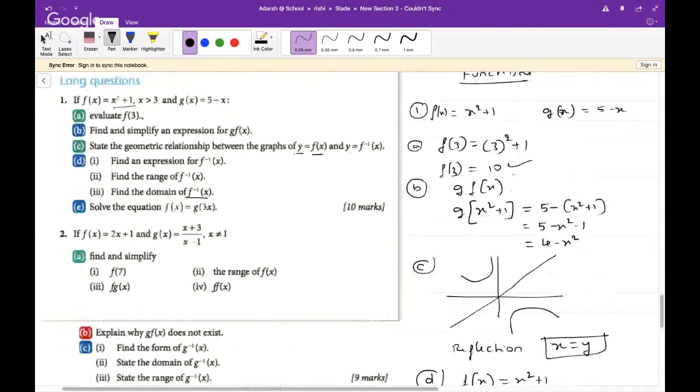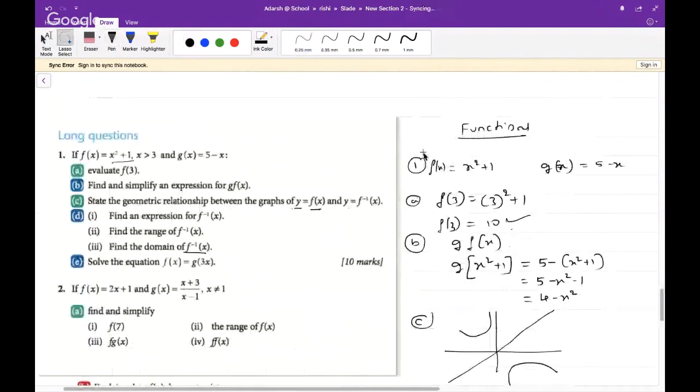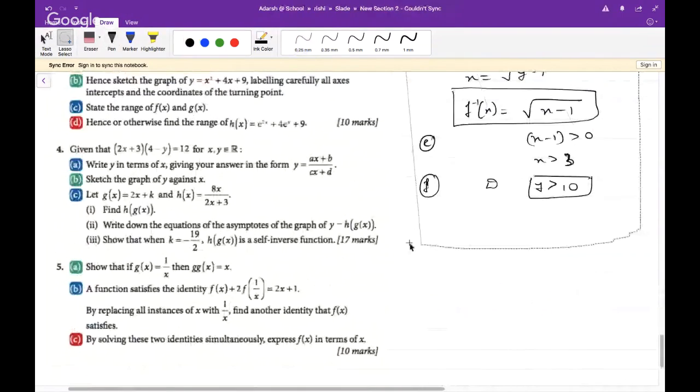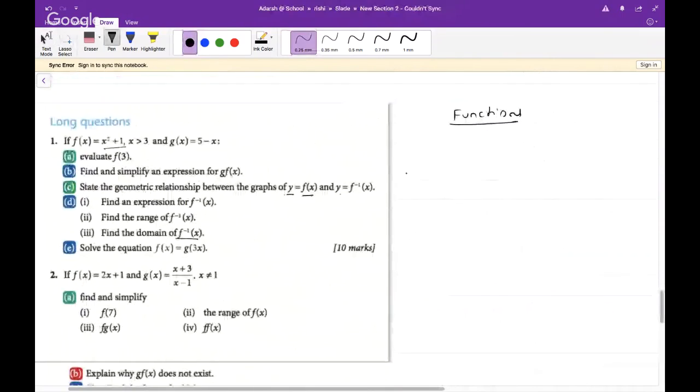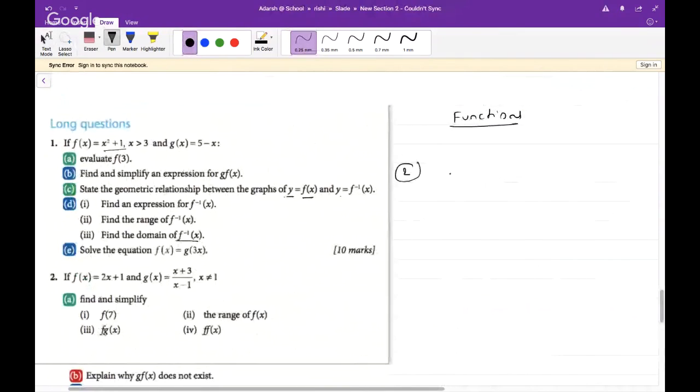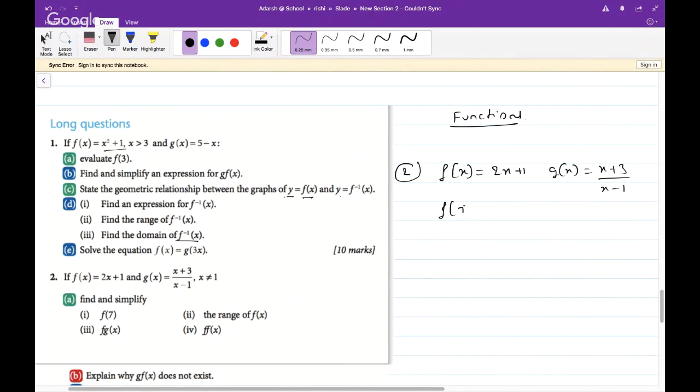Next, let us go to the second question. Now f of x is given to be 2x plus 1. g of x is given to be (x plus 3) divided by (x minus 1). Now find and simplify f of 7. So 2 into 7 is 14, plus 1, 15.